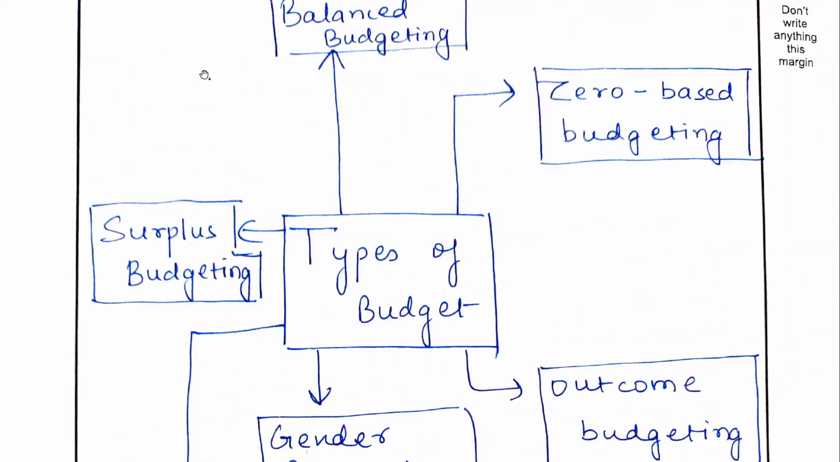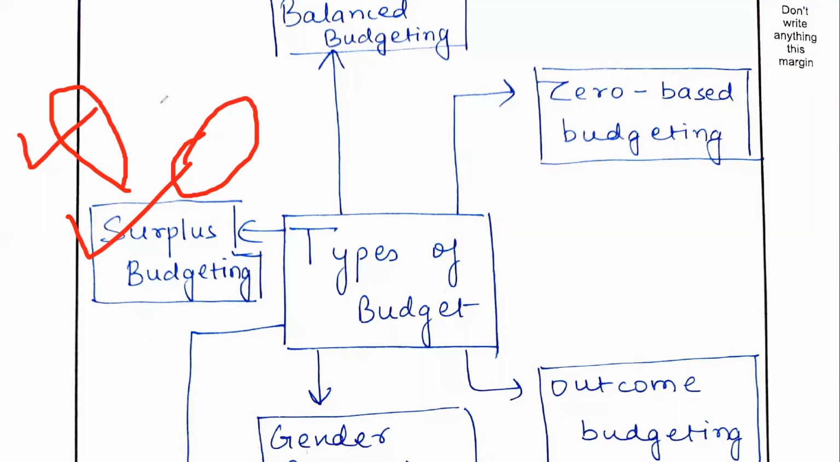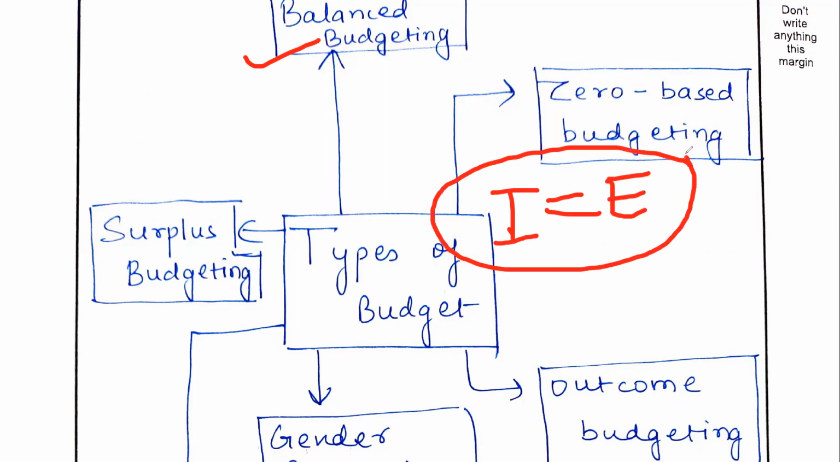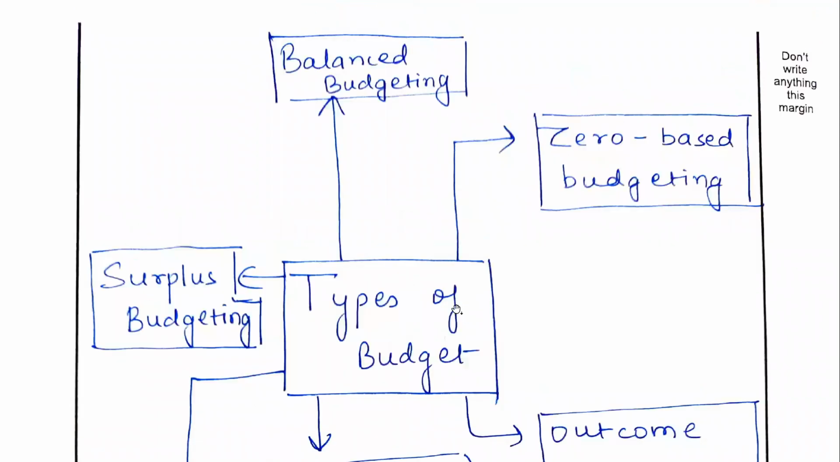So surplus budgeting, as the name suggests, surplus budgeting is when you have a surplus receipt and your expenditure is less than your income. Suppose I is for income and E is for expenditure. So surplus budget mein income is more than your expenditure. Okay. Balance budgeting, income is taken into account and expenditure is made so that income is equal to expenditure. Basic concept, you know what the name is suggesting, it is that only.